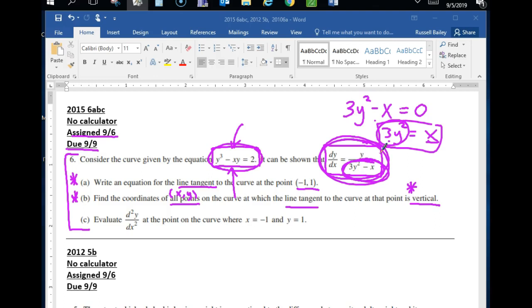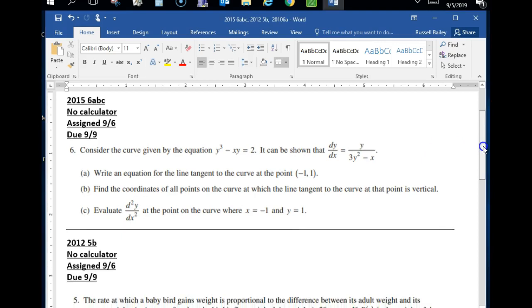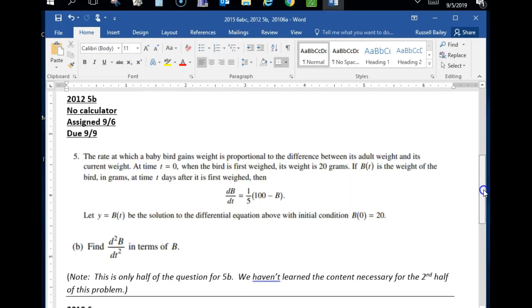Okay, let's go ahead and take a look at 6c now. Evaluate the second derivative at the point on the curve where x equals -1 and y equals 1. Well, once again, I don't think I need to give you guys any helpful hints there. We did second derivatives on Friday in class, and that's a very straightforward question. So we're just going to leave it at that. All right, so let's go ahead and move down to our next one, 2012 5b.